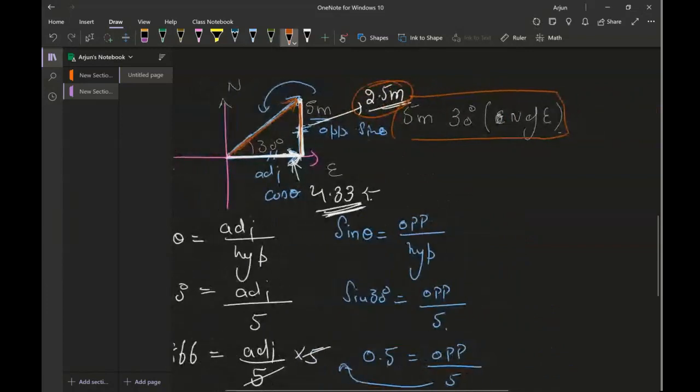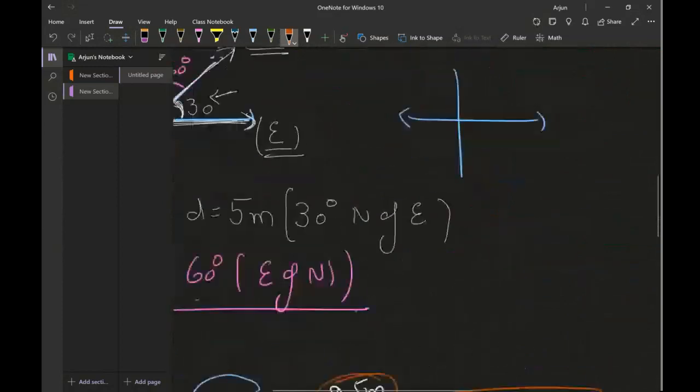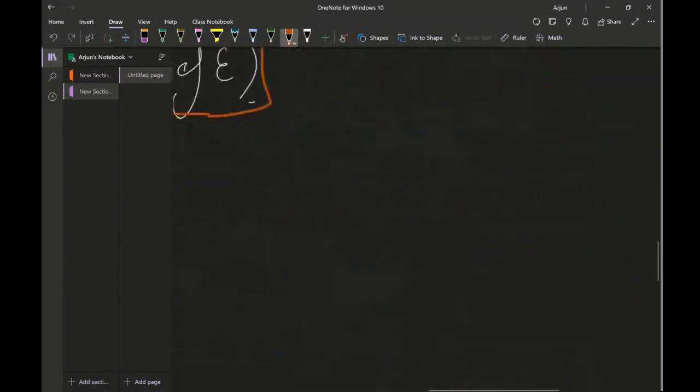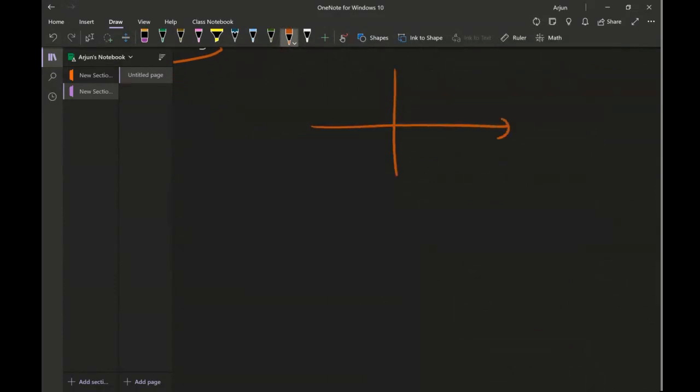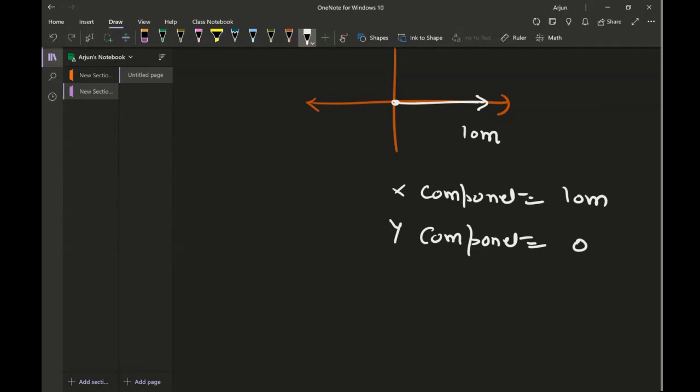Now the second vector given to me is 10 meters along the east direction. So if I draw it on the navigation system, 10 meters, this is a 1D vector. If I try to find the components of this vector, this will be relatively easy. Because it's in one dimension, the x component will be 10 meters. I can clearly see it's only moving along the x-axis, and the y component will be 0 because it's not moving along the y-axis.